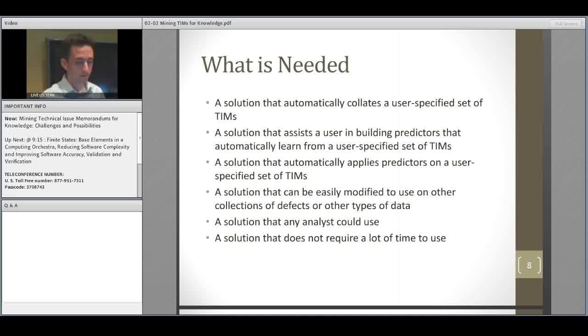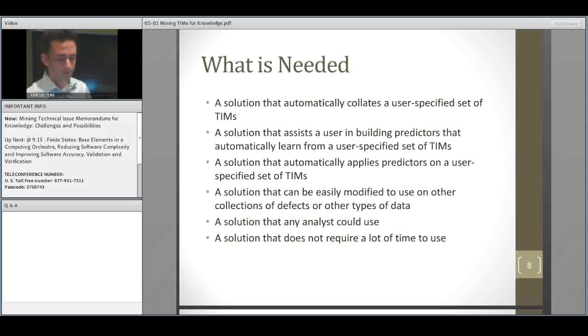A solution that assists the user in building predictors that automatically learn from the user-specified set of TIMs. Applies these predictors on any user-specified set of TIMs. A solution that can be easily modified to other collections of defects or other types of data.